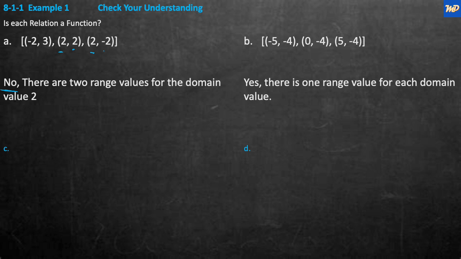How about B? -5 goes to -4. 0 goes to -4. 5 goes to -4. So every one of these domain values all point to the same output. Is that legal? Yes, it is. As a function. Yes, there's only one range for each domain. So this is definitely a function.